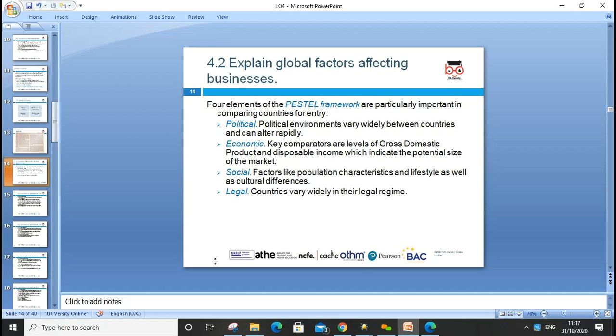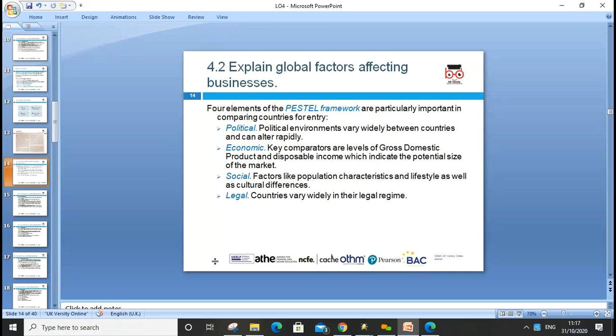Exploring the global factors affecting business. What are those global factors that affect business? So four key factors we can look at: the political. Yes, in any country, the political environment. Think about the trade war between China and the US, especially due to COVID-19. Of course, we're not going into detailed politics, but we need to look at the effect on global trade.